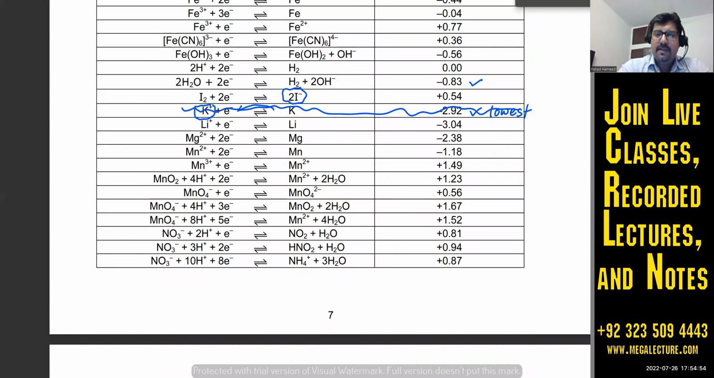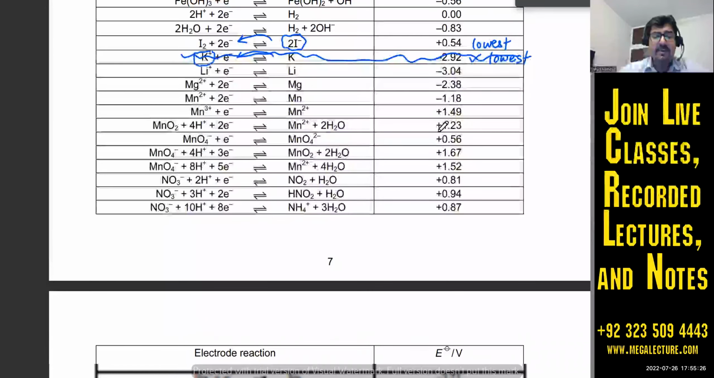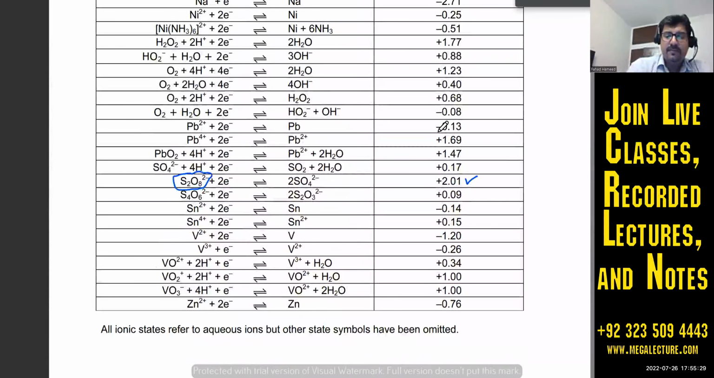It's not -0.83, just a second. Niche wala. So the lowest is 0.54. That's my lowest. And that makes sense. The lowest is going to lose electrons, and I do have I-1, right? So that makes perfect sense. I-1 is the one that's losing electrons. Then who's gaining electrons? The one that has the highest potential, right? So the highest one is this one, 2.01. And that's the one that's going to gain electrons. And that's fine because I do have S2O8 2-.